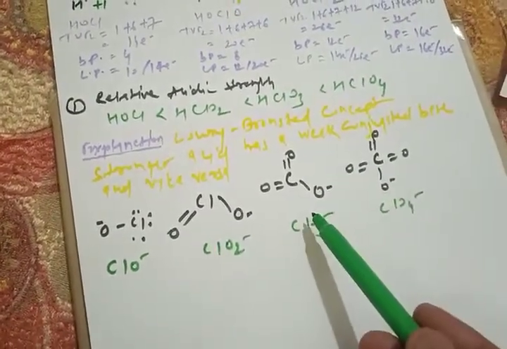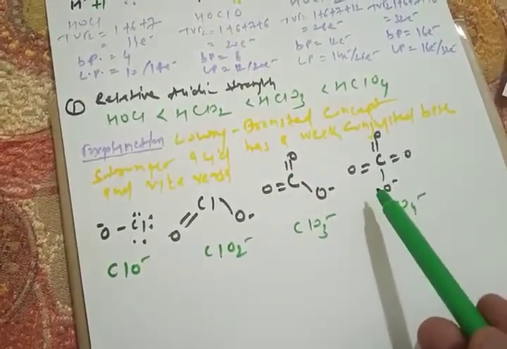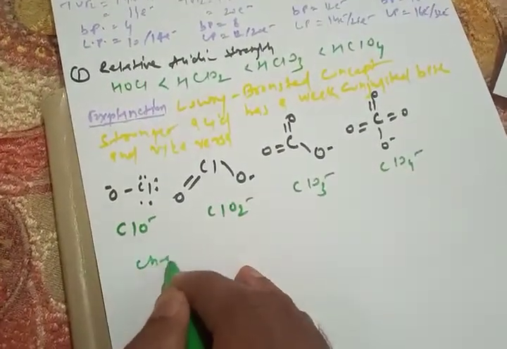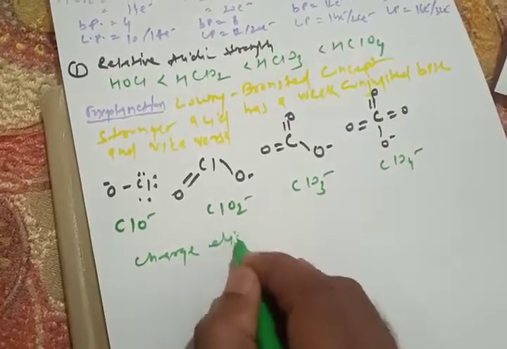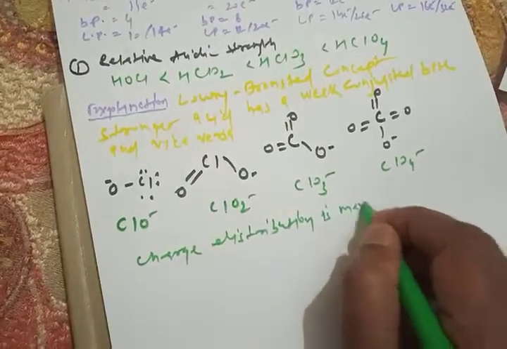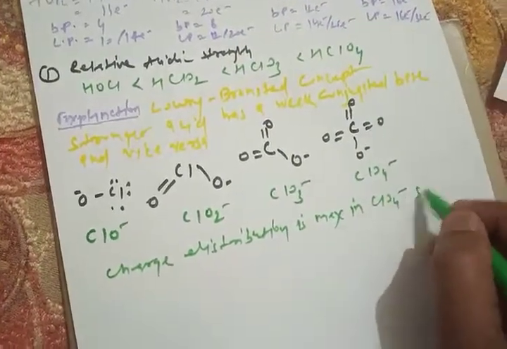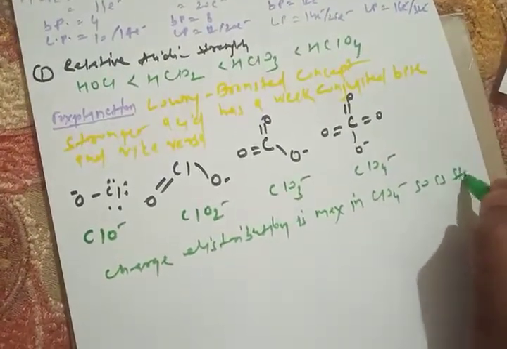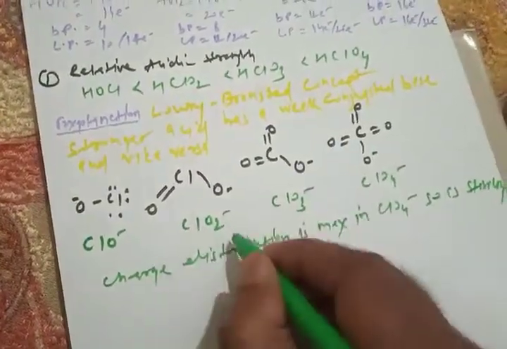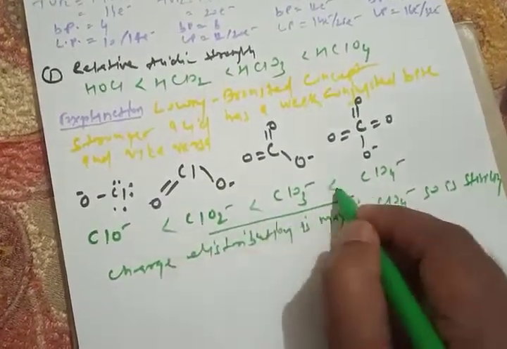Similarly, it also increases in the third case with the availability of two oxygen, and it is maximum in the fourth case. So what is the reason? Charge distribution is maximum in ClO4 negative, and so is the stability. If the charge distribution is maximum, stability is also maximum. So this is the order of stability, and this one has maximum stability.